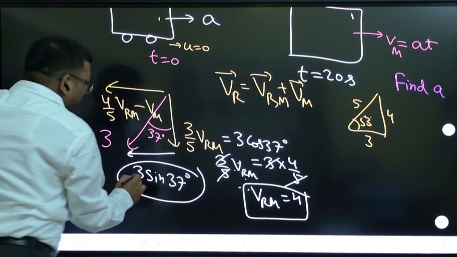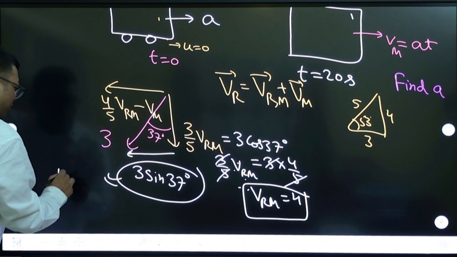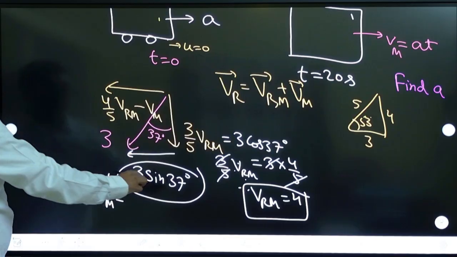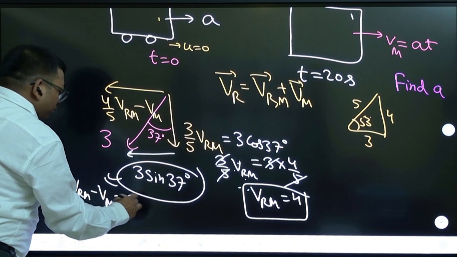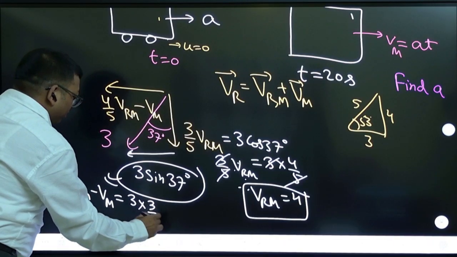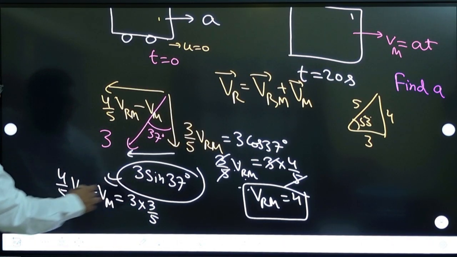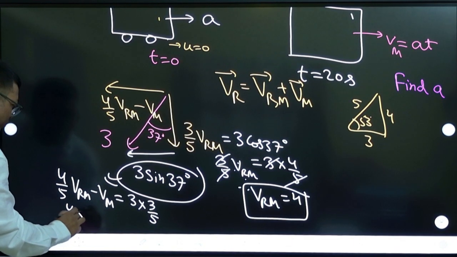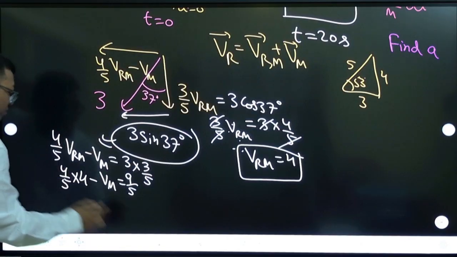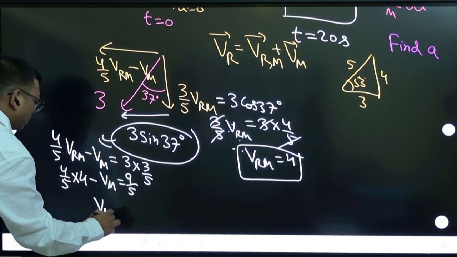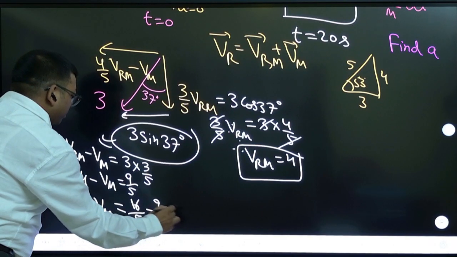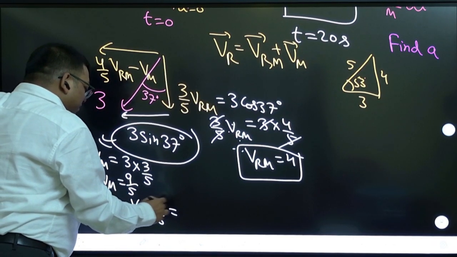Now take the horizontal component and equate it with this. The horizontal component is 4 by 5 VRM minus Vm, and this is equal to 3 sin 37. Sine 37 is 3 by 5, and we already calculated VRM as 4. So 4 by 5 into 4 minus Vm is equal to 9 by 5. Let us solve for Vm from here. Vm will be 16 by 5 minus 9 by 5. 16 minus 9 is 7, so 7 by 5.